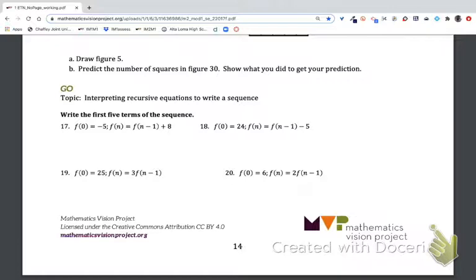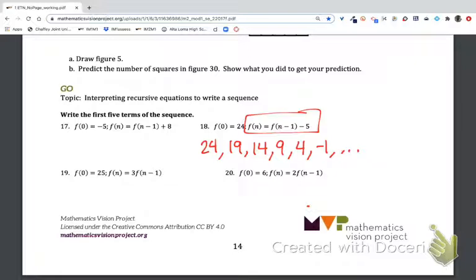For numbers 17 through 20, it's giving you the first term, the 0th term. Your job is to figure out what the first 5 terms of that sequence would be based on what you see. So for number 18, I know that the 0th term will be 24. Then after that, what this is saying is that I'm going to take the previous term and subtract 5. So 24 minus 5 is 19. 19 minus 5 is 14. Then 9, then 4, then negative 1, and I can go on and on.